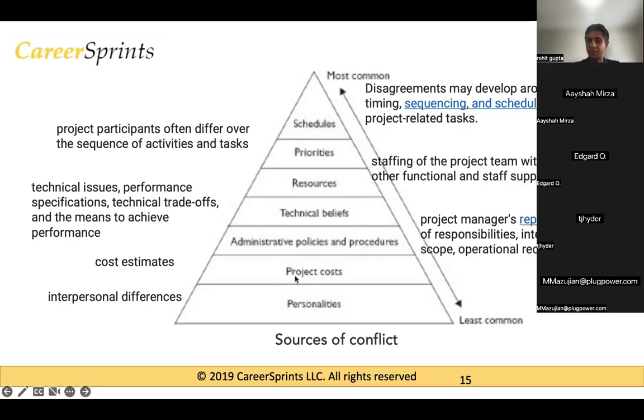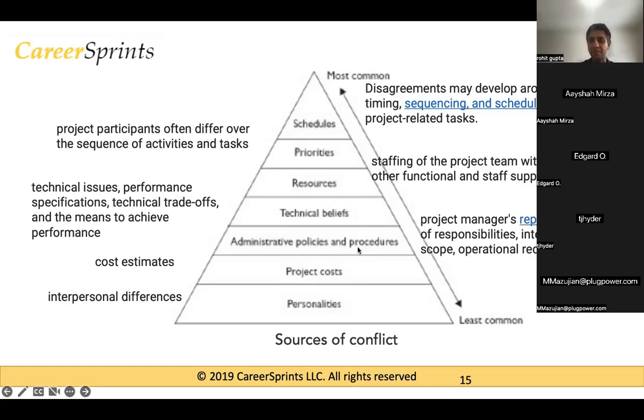Then there are project cost related conflicts. So project cost related conflict could be things like cost estimates, right? So maybe you don't agree with the estimates that have been determined for the project, right? Maybe not enough time was spent doing estimation, right? Maybe not enough research was done to gather project data so that you're able to come up with a proper estimate. So that could also be a reason for a conflict.